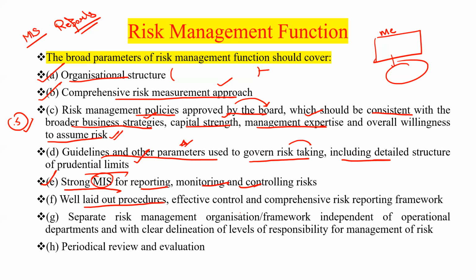Well laid out procedures, effective control, and a comprehensive risk reporting framework. A separate risk management organization or framework, independent of operational departments, with a clear delineation of levels of responsibility for the management of risk. That is, which authority has how much responsibility for that risk. It is to be specifically mentioned there.